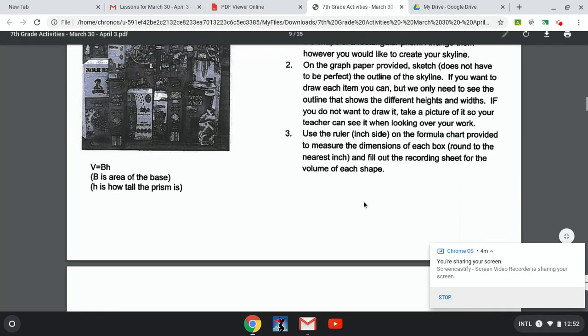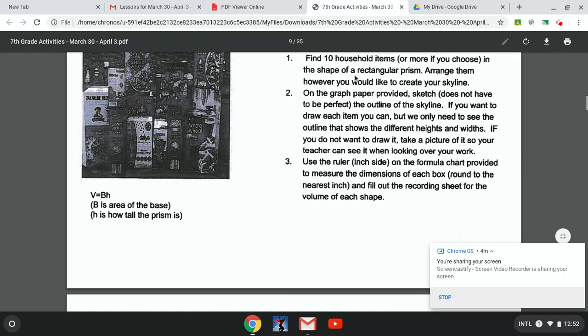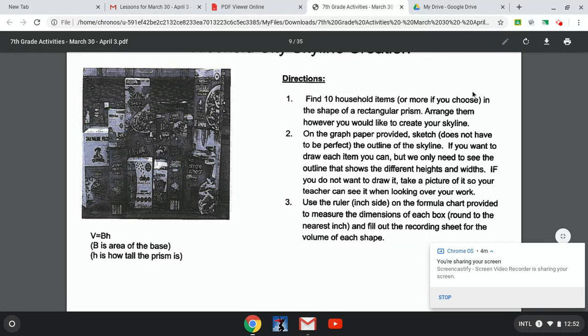And then if you choose to use more boxes than that, that is fine, but you only have to do the math work for 10 of them. Okay, I hope this helps explain what you're supposed to do. If you have any questions, let your teacher know.